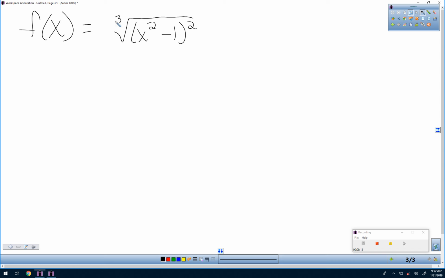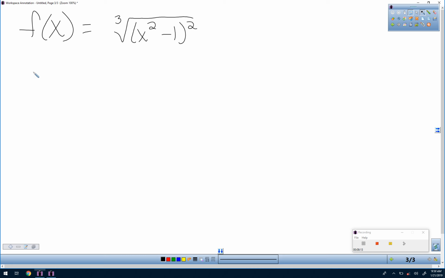Now, as it's written, you obviously see that there is a function inside of another function. You might argue that x squared minus 1 is squared, and then that is all in the cube root. Clearly, this is a function inside of another function, so function composition applies here, so the chain rule applies here. Now, again, remember about the basic derivatives we've learned. We haven't learned how to take the derivative of a radical.